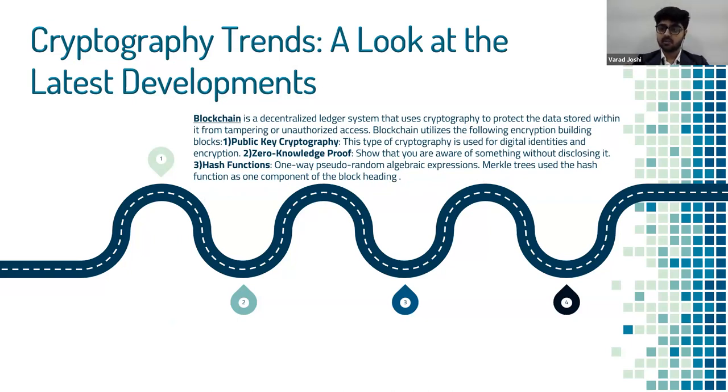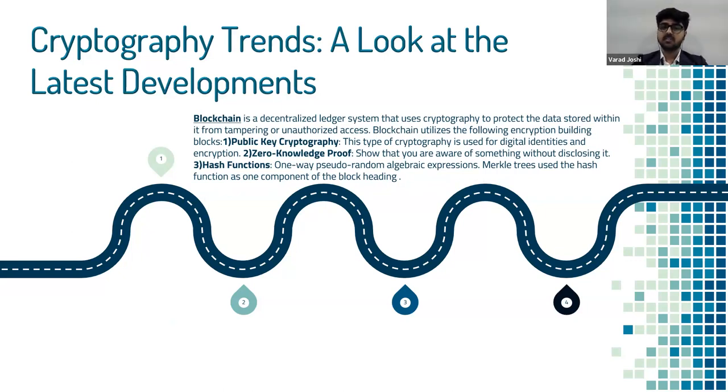First is public key cryptography. This type of cryptography is also known as asymmetric cryptography, in which one key is publicly announced to everyone, while the other key is kept secret and only given to the receiver's end. This can make the security more powerful.